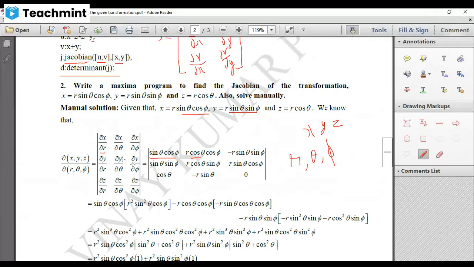Partial derivative of y with respect to theta. So r and sin phi are constant. Derivative of sin theta is cos theta. Then partial derivative of y with respect to phi. When you are differentiating with respect to phi, these two are constant. Derivative of sin phi is cos phi. You'll get r sin theta cos phi.